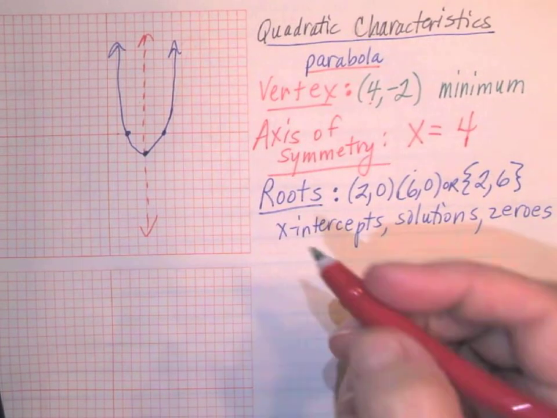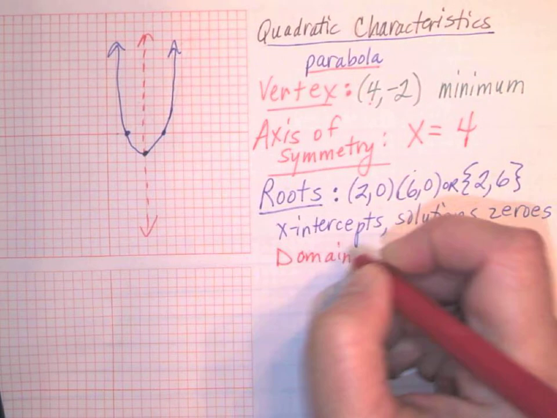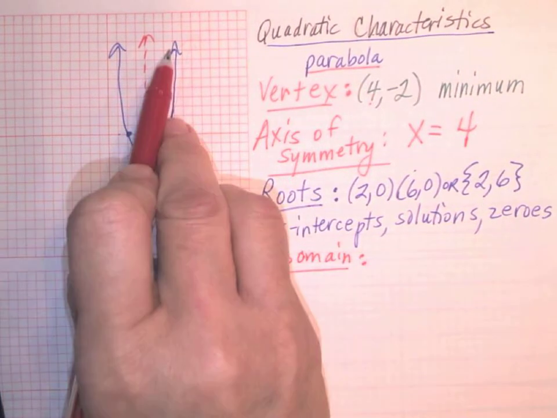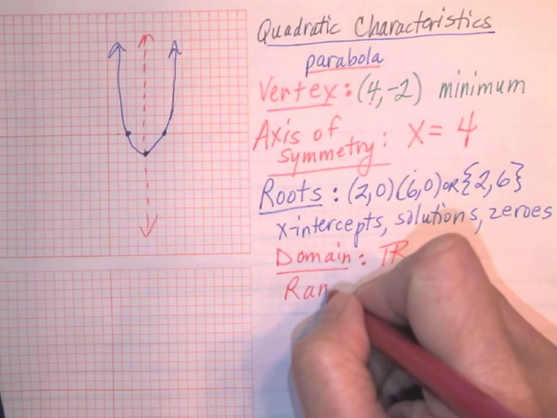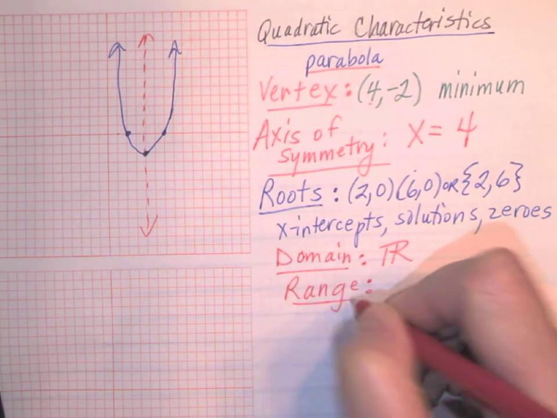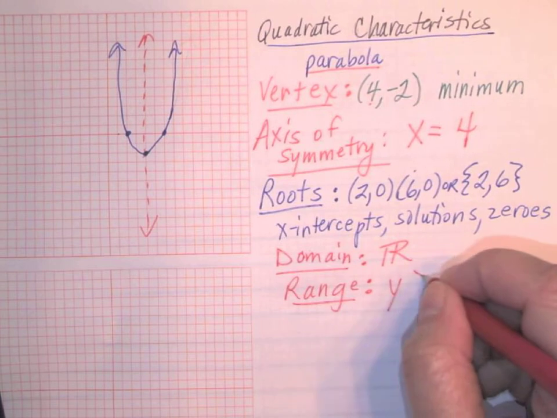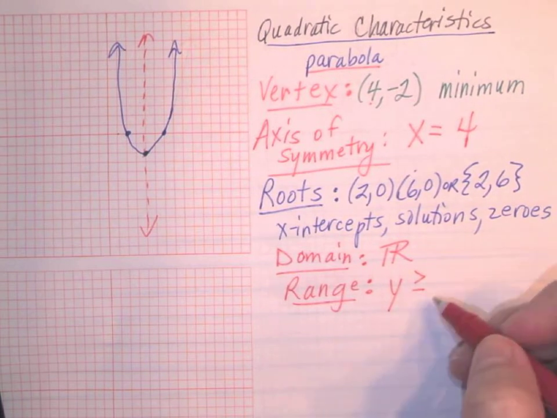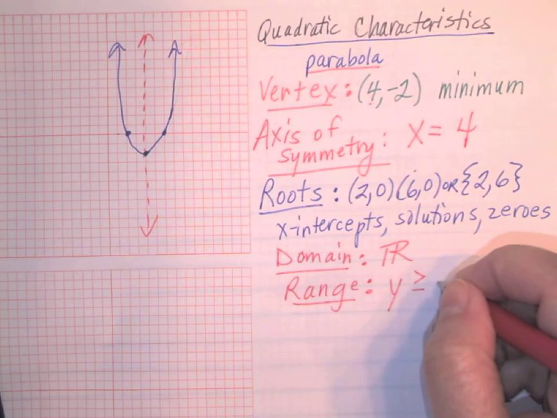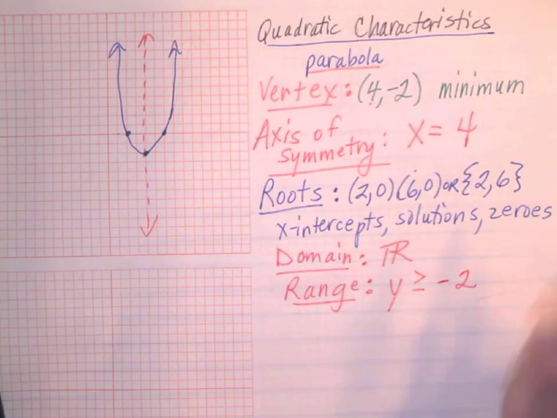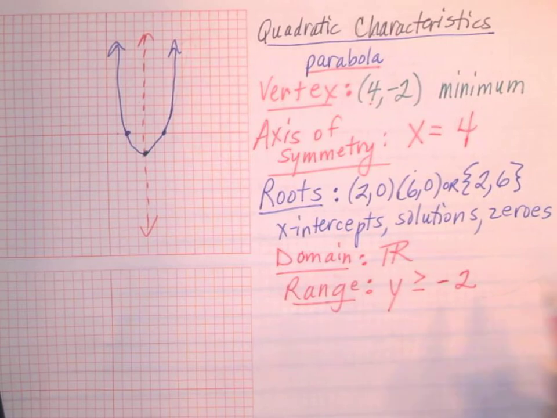The last things we need to know are the domain and range. As long as this parabola goes forever, has no boundaries, has only arrows, the domain is all real numbers. The range does have a boundary because it never gets below the vertex. The vertex is the lowest point, so the y's all get bigger, greater than or equal to the y value of the vertex, which is negative 2. So use the x value in the axis of symmetry, the y value in the range.